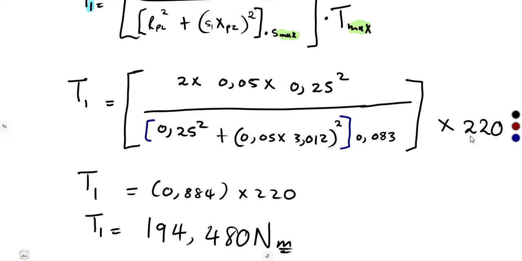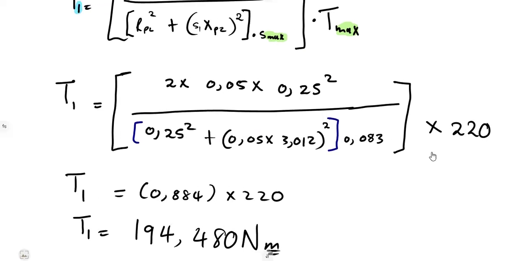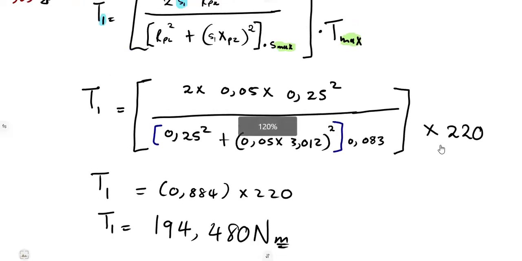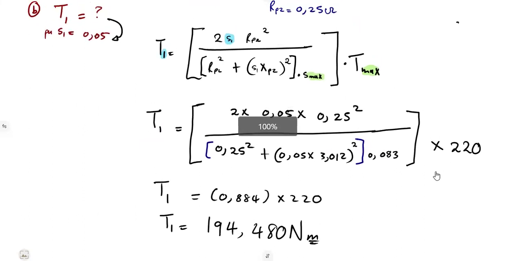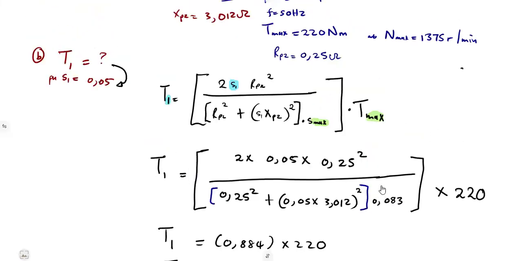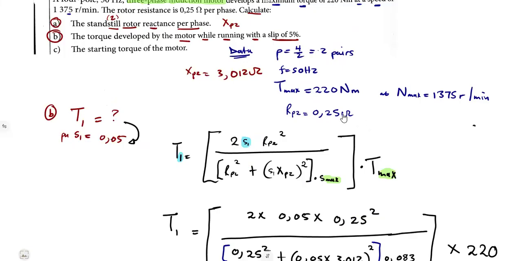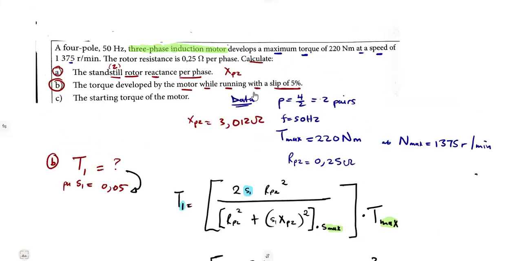Just like that. So answer the question: what are you given at that condition? This is the part of your maximum torque. At that value, what are you given? All right, then we move on to part B. We are still on the calculation of what?